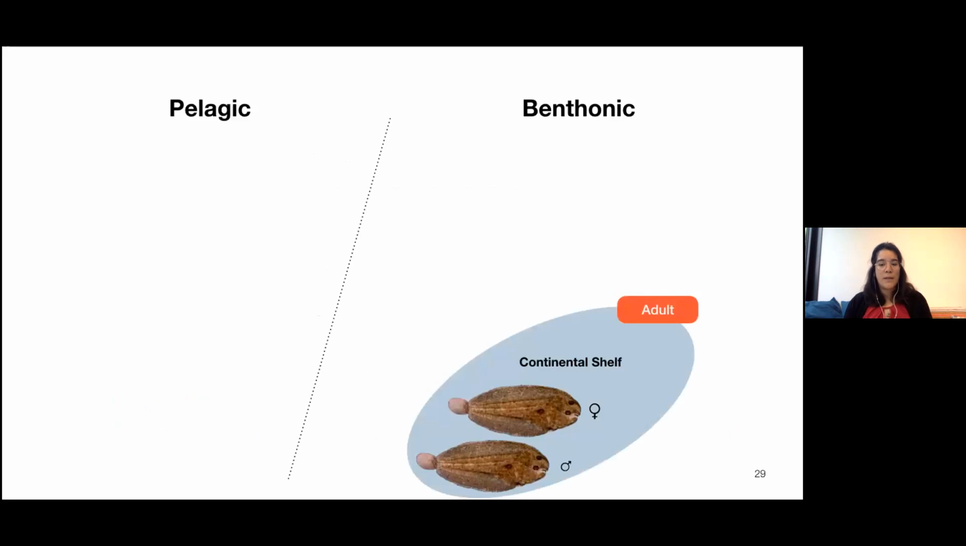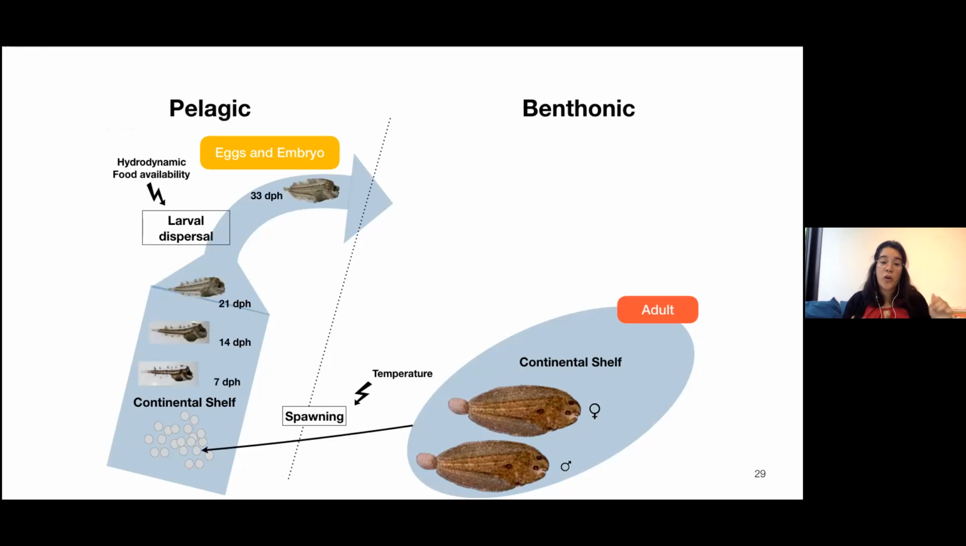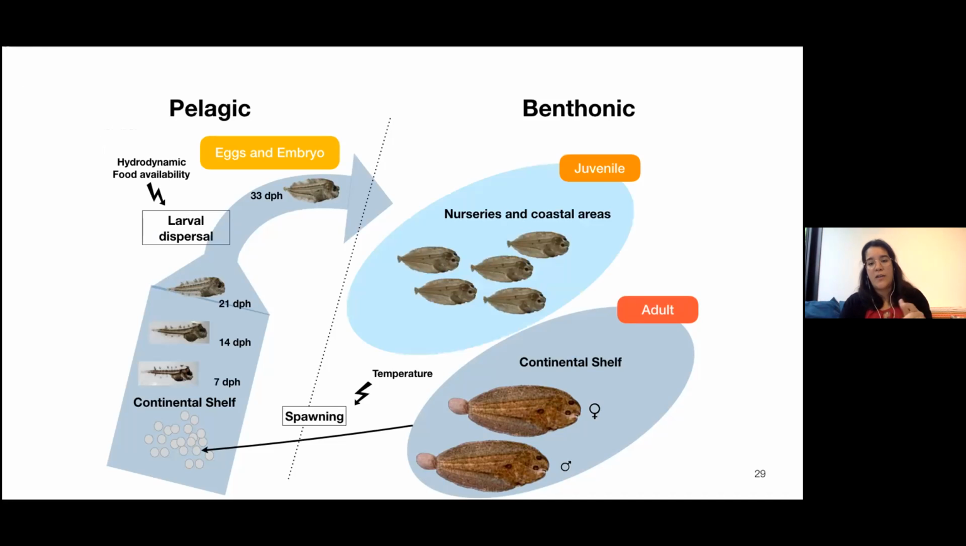Flatfish and Solea solea are interesting species because the adult animals are benthonic and live in the continental shelf, and after receiving a temperature stimulus, they spawn, and these eggs hatch and undergo metamorphosis and migration from the continental shelf to nursery areas. And all this process, which is quite complex, is dependent on temperature, hydrodynamics, and food availability, and the whole metamorphosis process is quite sensitive to small changes in what they're used to.